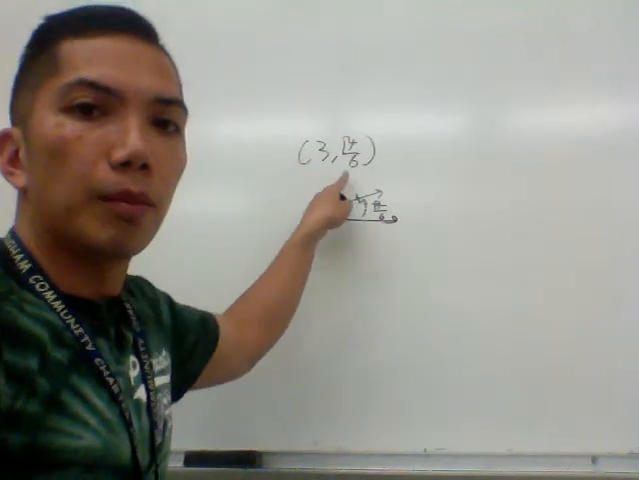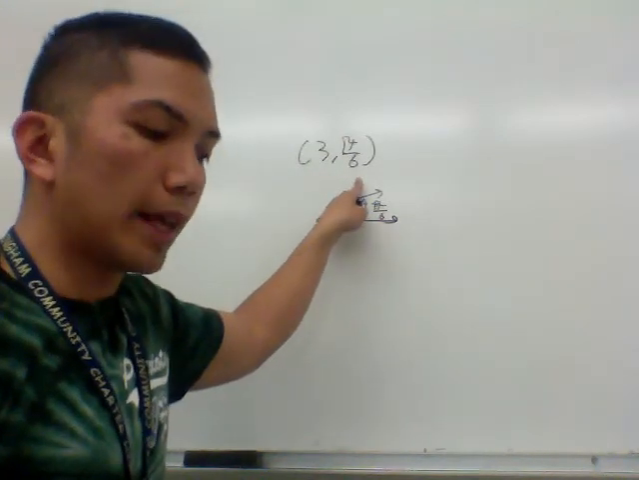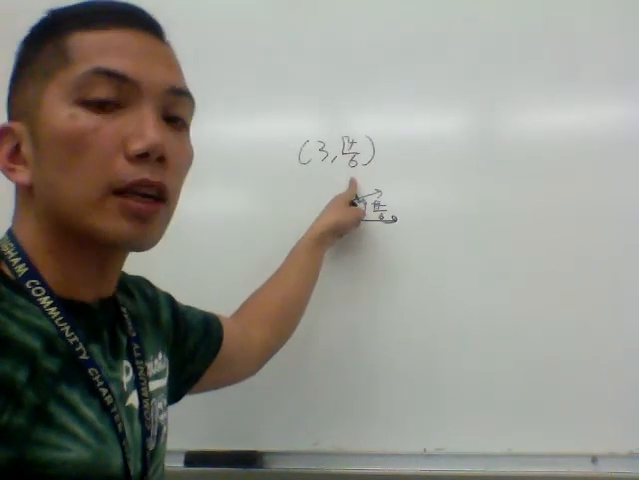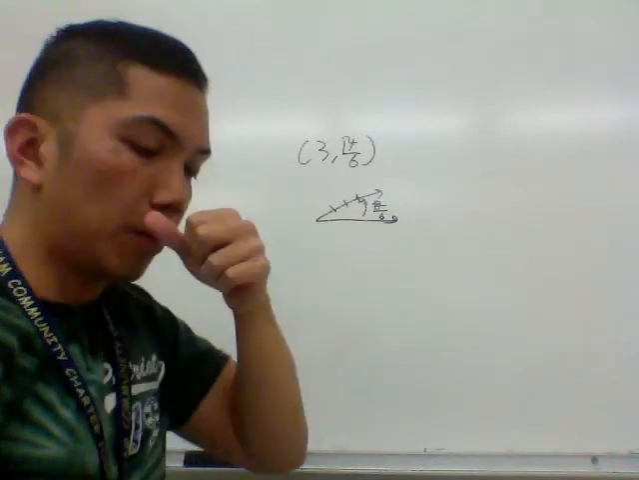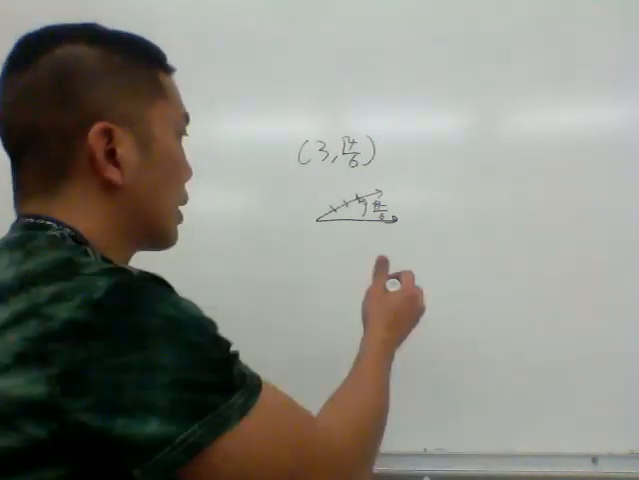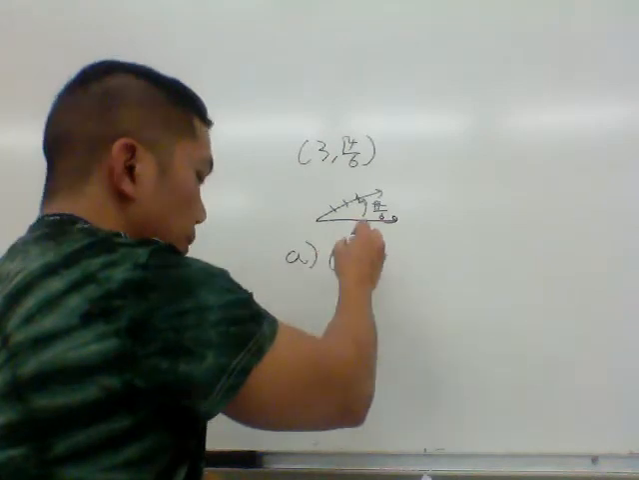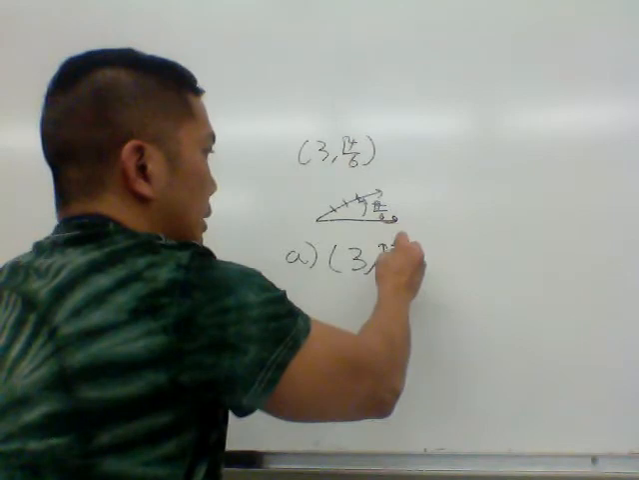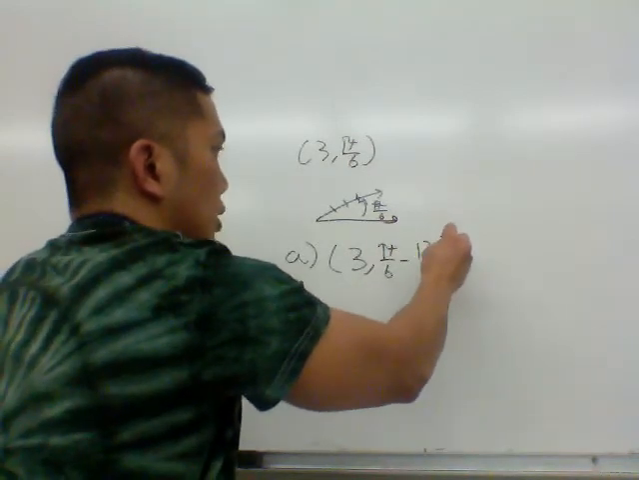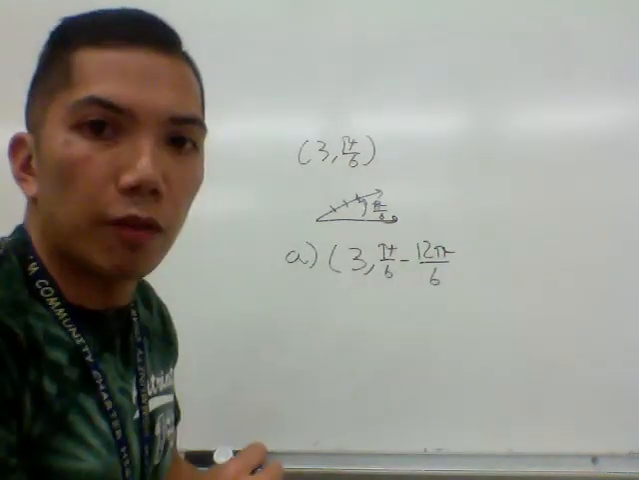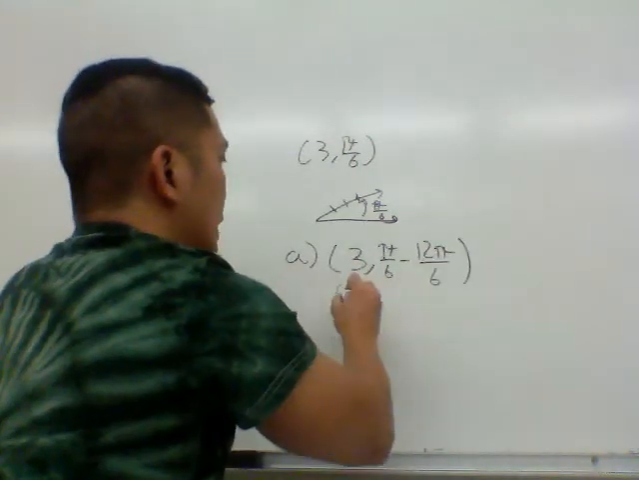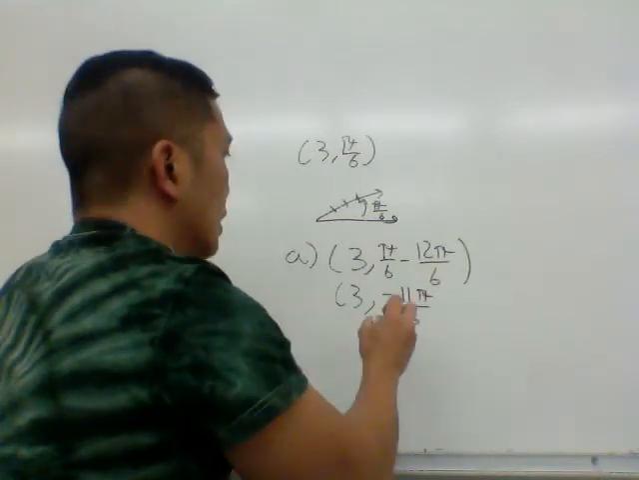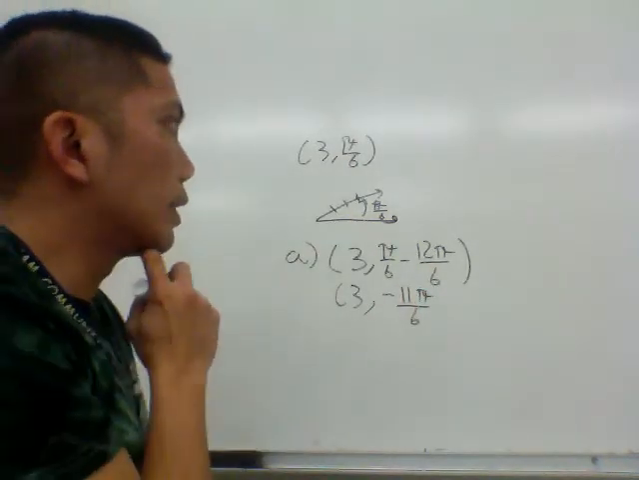Now, for letter A, r has to be greater than 0, and my angle has to be between negative 2 pi and 0. Well, since it's positive, I could just subtract 2 pi from this, and I will get A. So for A, my r is just 3. Then I take pi over 6 and subtract 2 pi, which is 12 pi over 6. So my answer for A will be (3, negative 11 pi over 6), which is the same point that I have here.